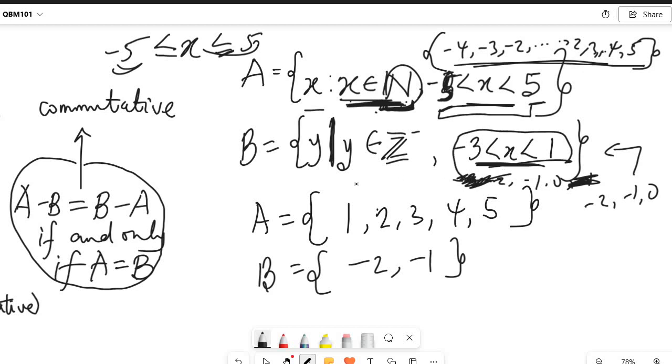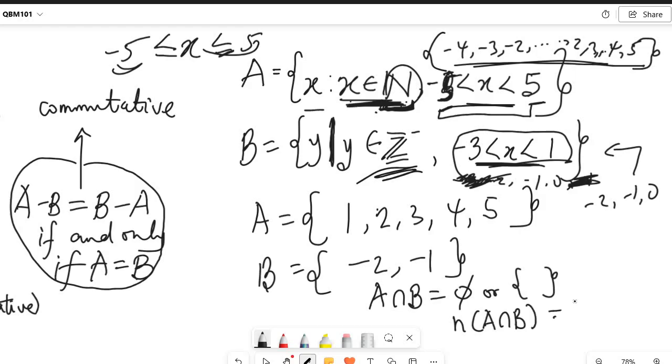But from this condition, y is said to be an element of negative integers, so I'll just have -2 and -1. So if I'm going to look at the operation of A and B, I can say that A intersection B would give me an empty set. I believe you agree with that. Or I can write it this way, and the cardinality of A intersection B is simply 0. So it's a null set or an empty set.